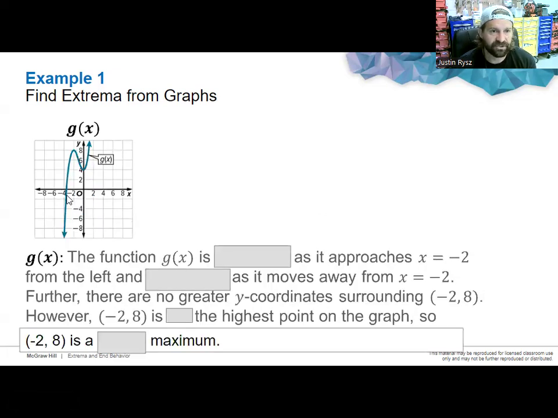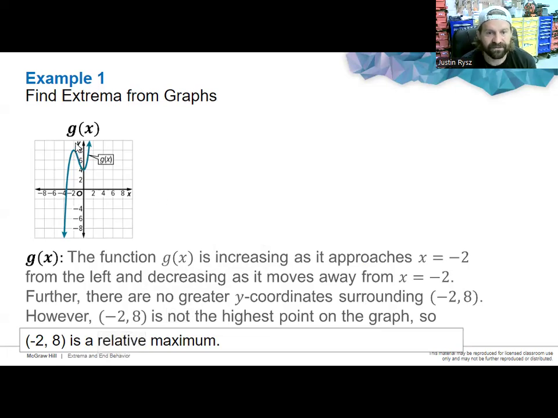All right, if we look at this next one, g of x, this function is increasing as it approaches -2 from the left, and then it decreases as it moves away from -2. So this point (-2, 8) is not the highest point on the graph, but it is still higher than the points around it. Notice this point over here is higher than right there. So that point is a relative maximum.